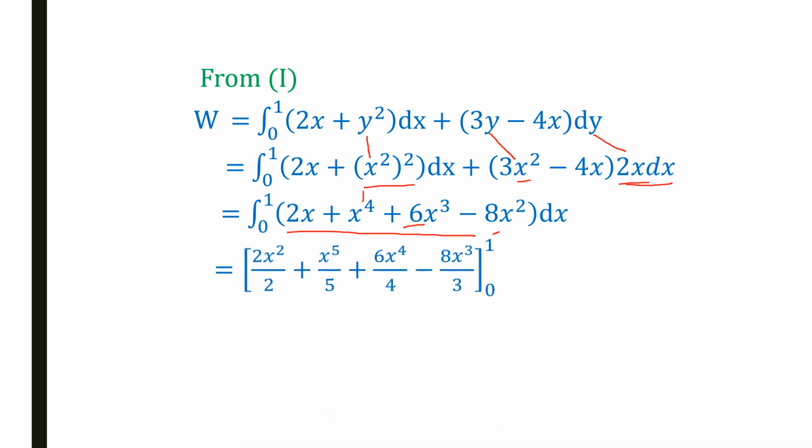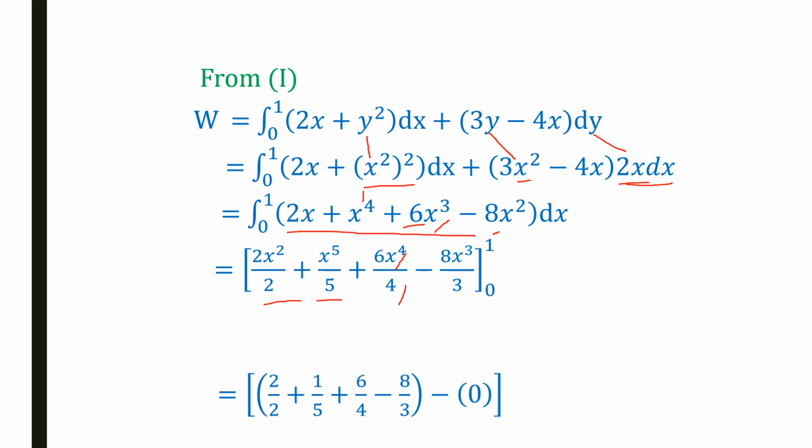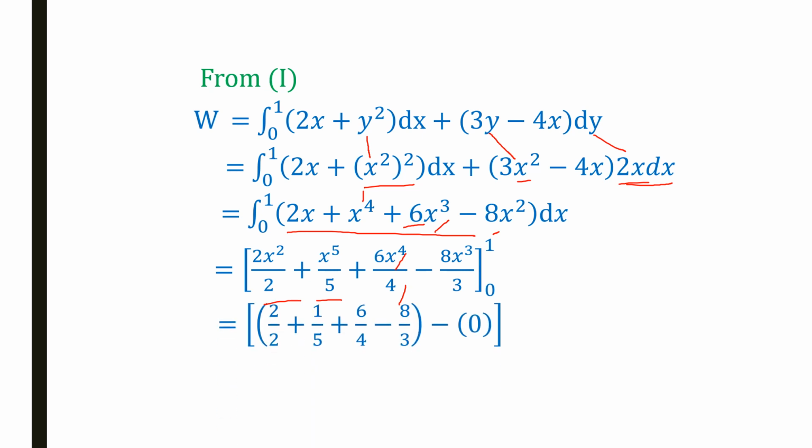Now integrate. Integration of x is x square by 2. X raised to 4, integration is x raised to 5 upon 5. Integration of x cube is x raised to 4 upon 4, minus 8 as it is, and the integration of x square is x cube upon 3. And we apply the limits. So I get 2 upon 2 plus 1 by 5 plus 6 by 4 minus 8 by 3. Minus for the lower limit, the answer is 0. Just replace x by 1 for the upper limit; for the lower limit all the values are 0. If we calculate this bracket, we'll get 1 by 30.